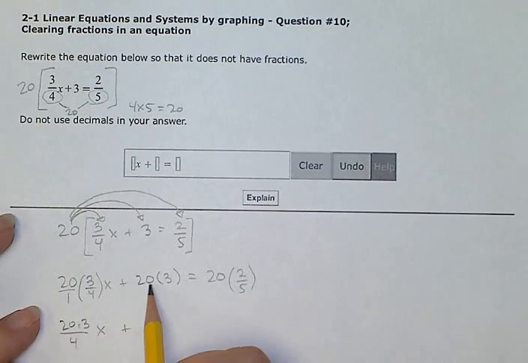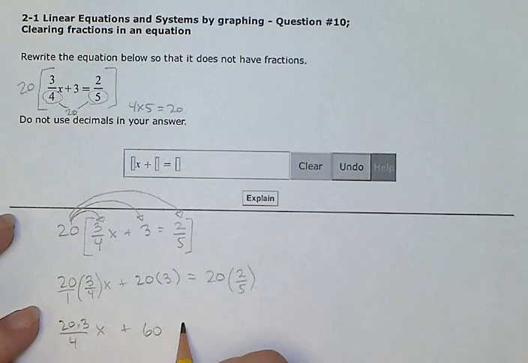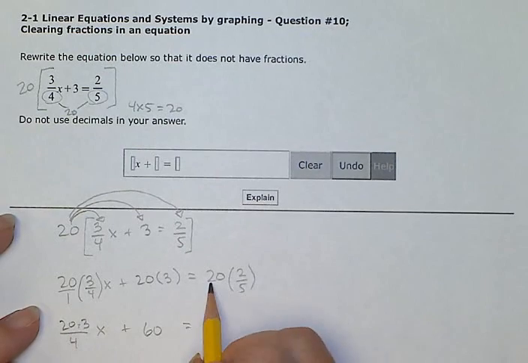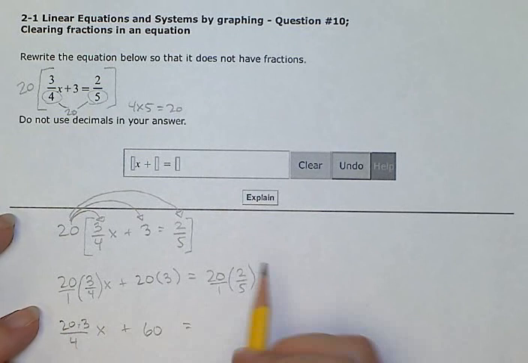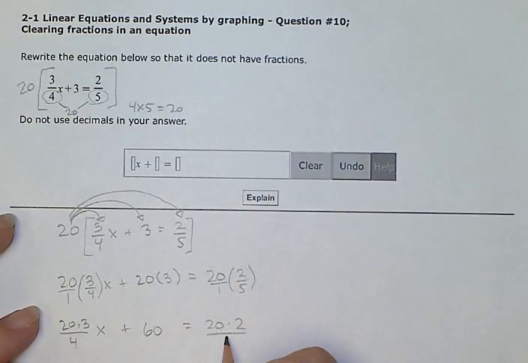These two are whole numbers, so I'm going to say 20 times 3 and that's 60. This next one, I'm going to use it like a fraction. 20 times 2 over 5 times 1, which is 5. 20 times 2 is 40. 40 divided by 5 is 8.